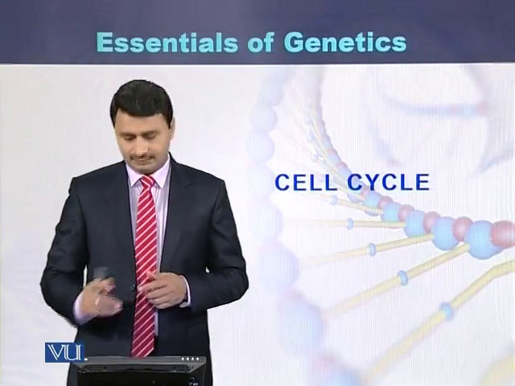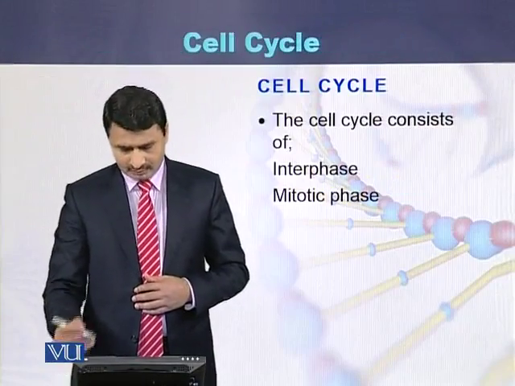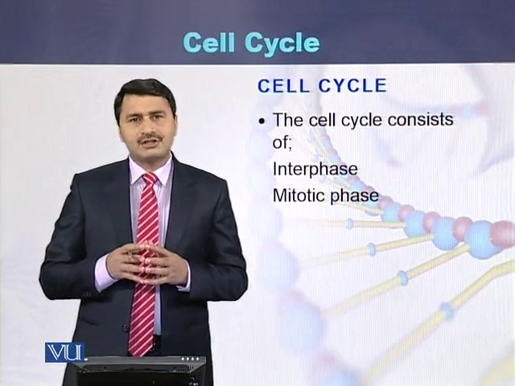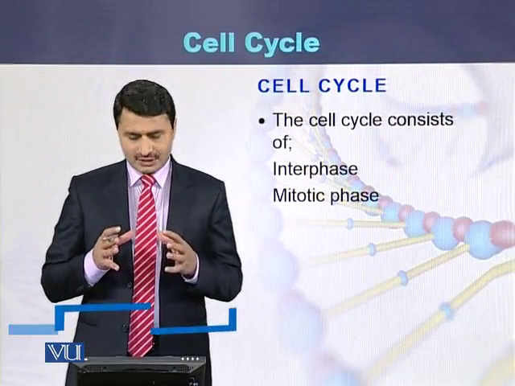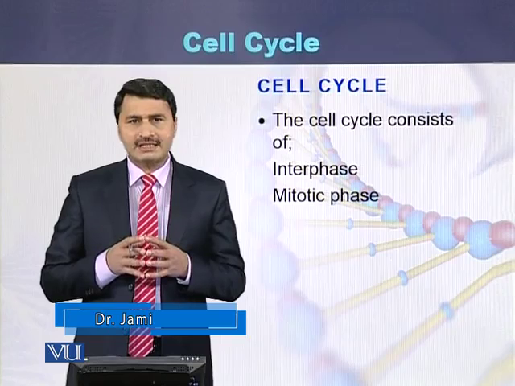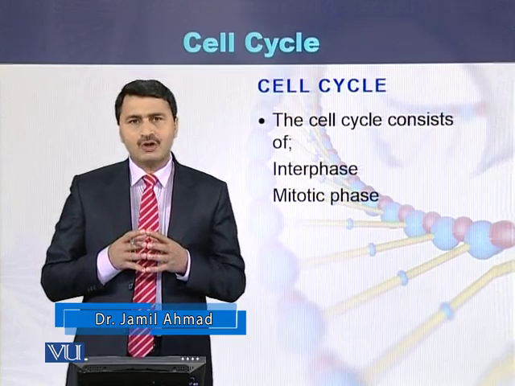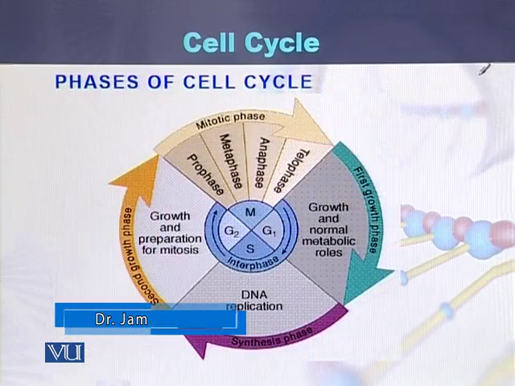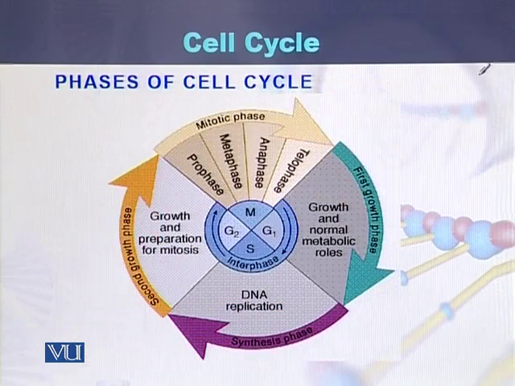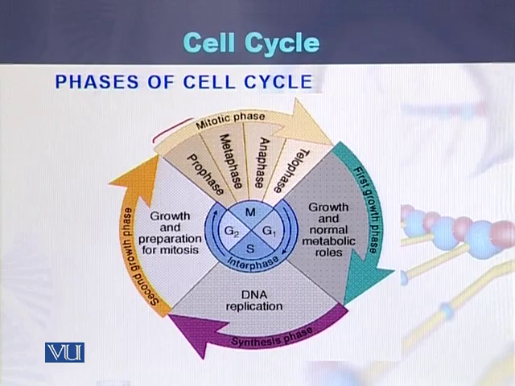Cell cycle. Cell cycle consists of two phases. One is called interphase and the second one is called mitotic phase. If we see in this diagram, there are two phases. One phase is called mitotic phase, while the second phase is called interphase.